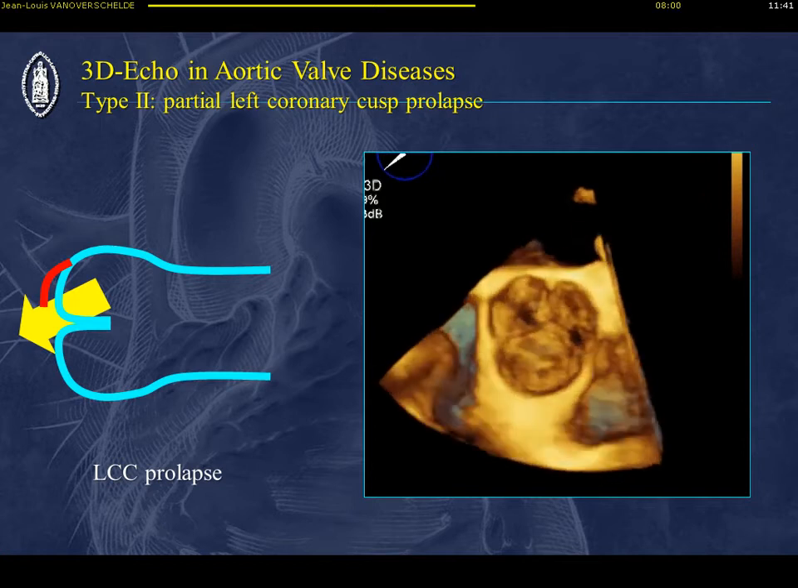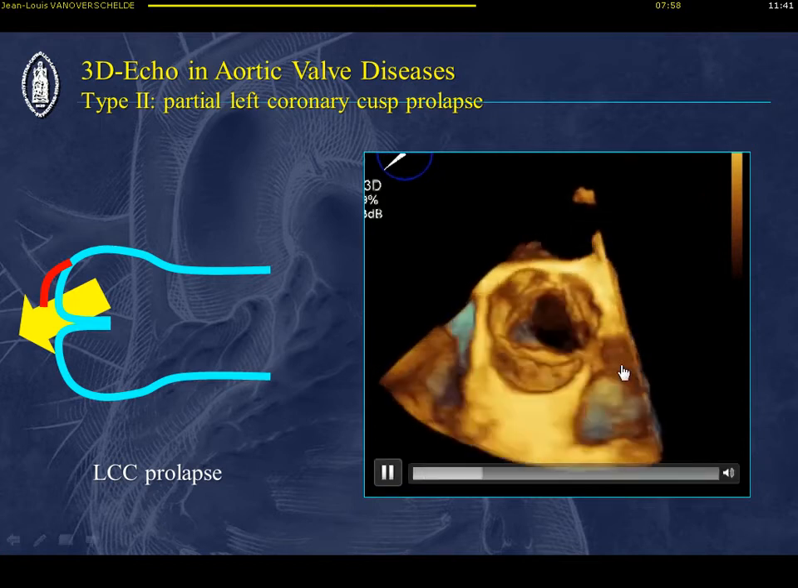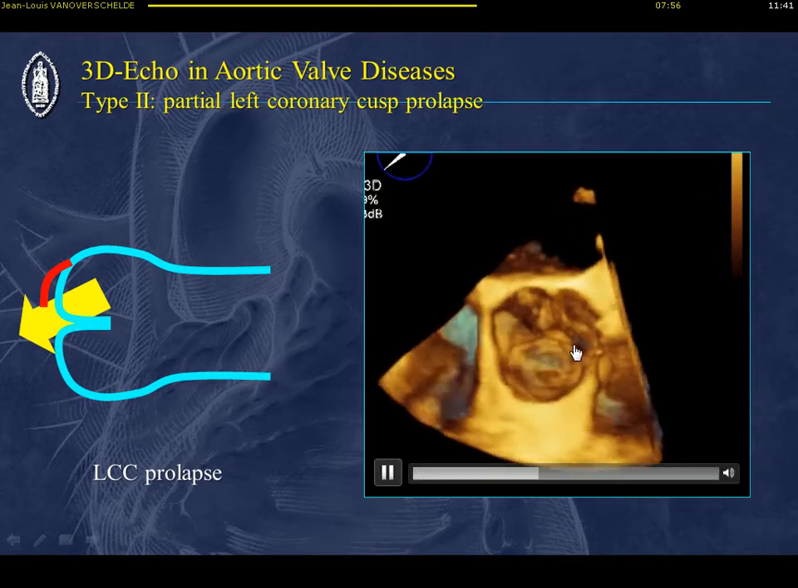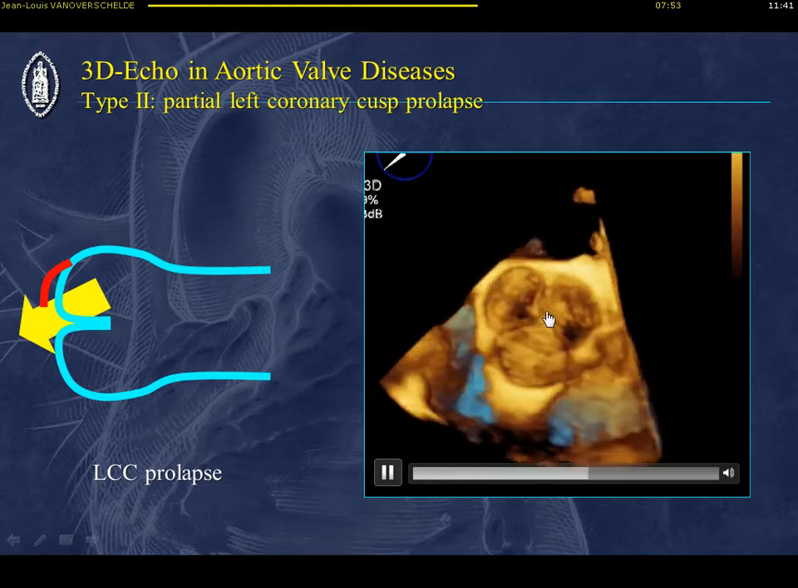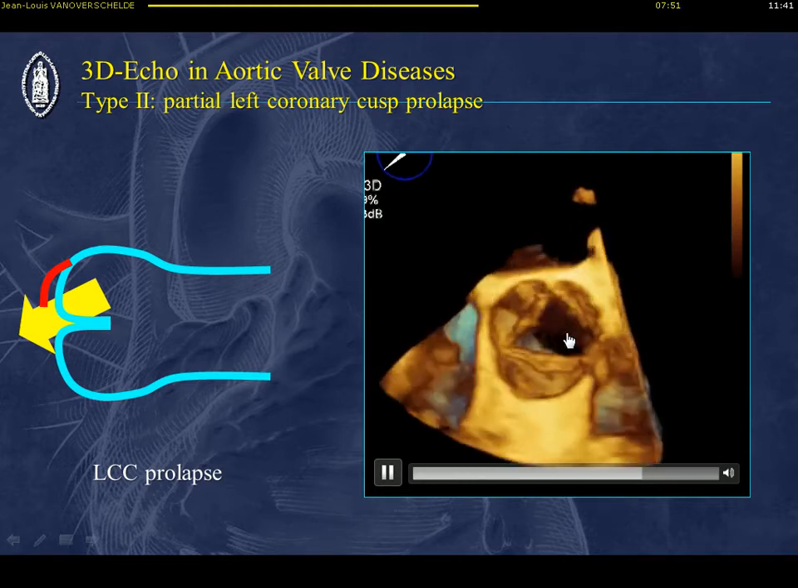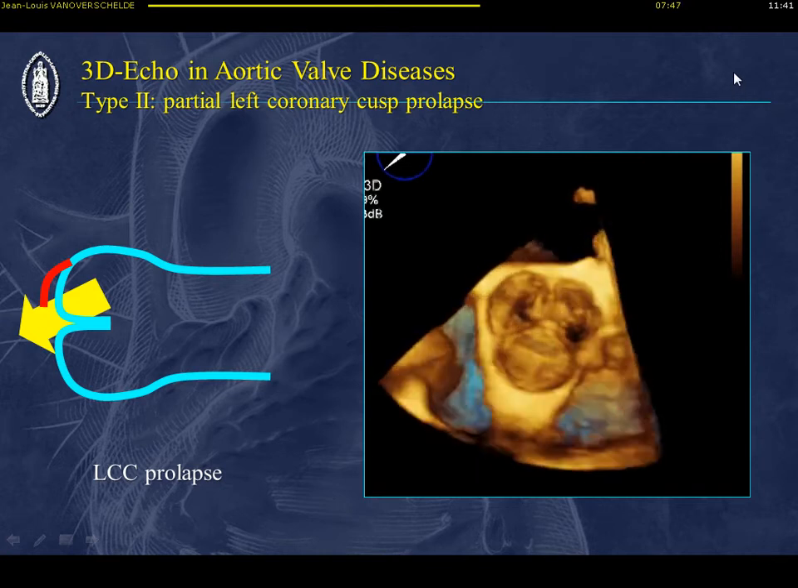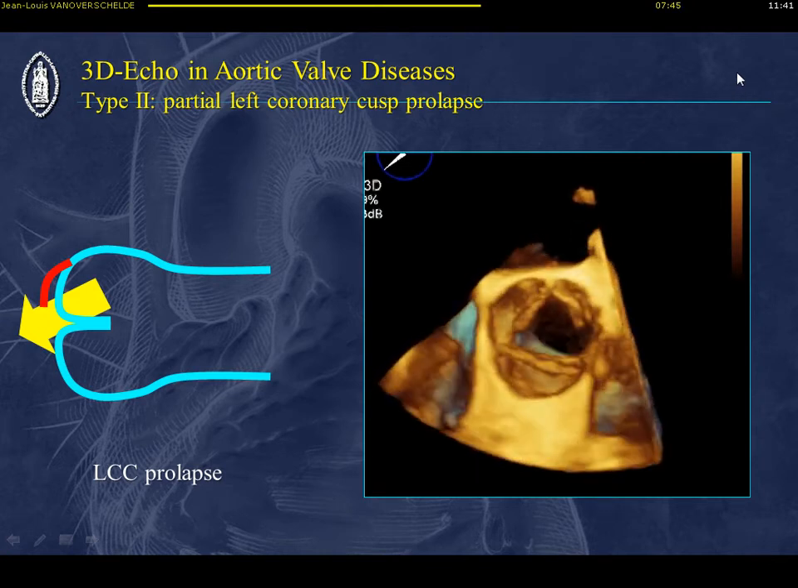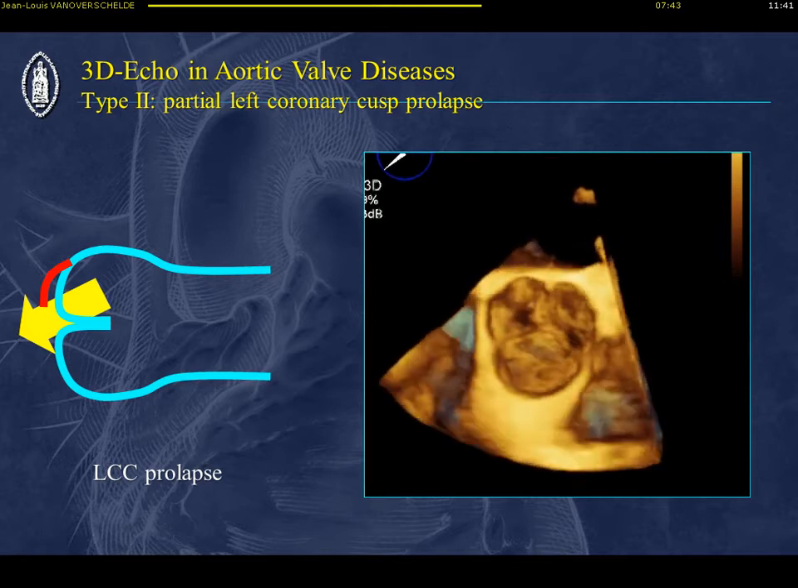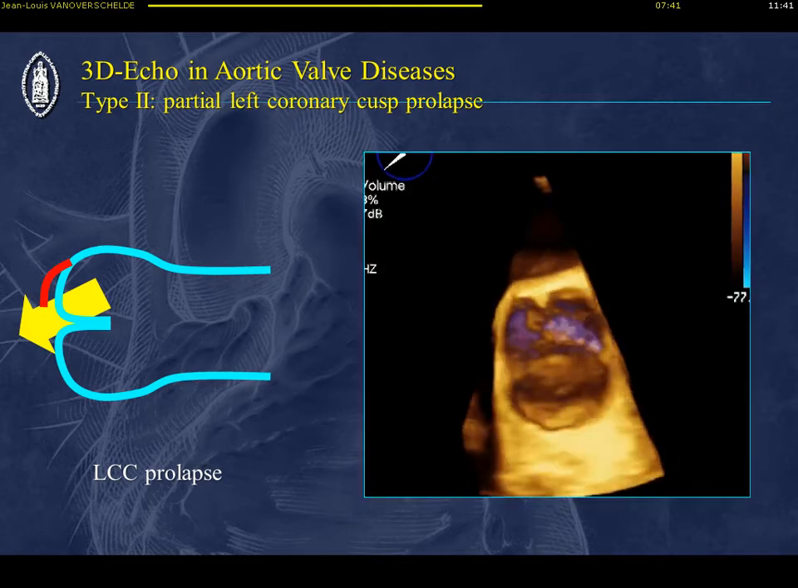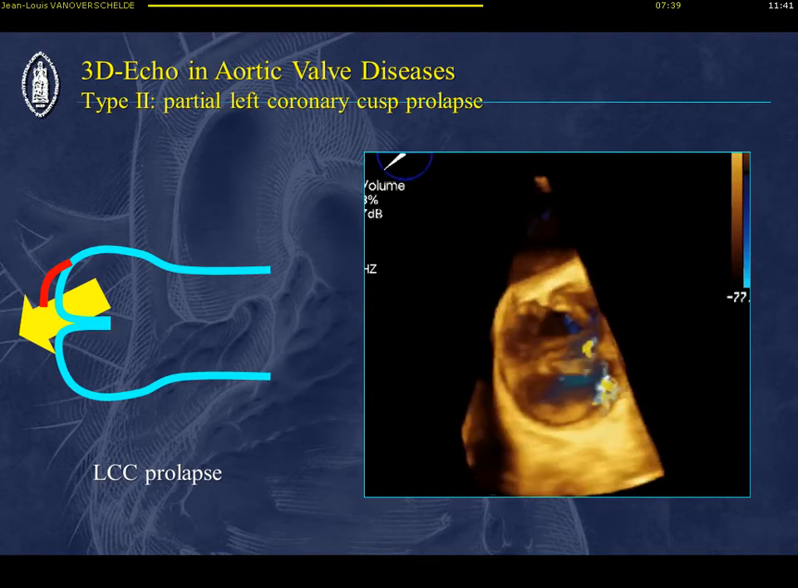Here is an example of a left coronary cusp prolapse. You see the bending here, and it might not be that easy when you see the en face views, but you will clearly see it when you crop across the valve, it's much easier to make that diagnosis, and that diagnosis is pretty difficult with 2D echo. Of course, 3D color can help.